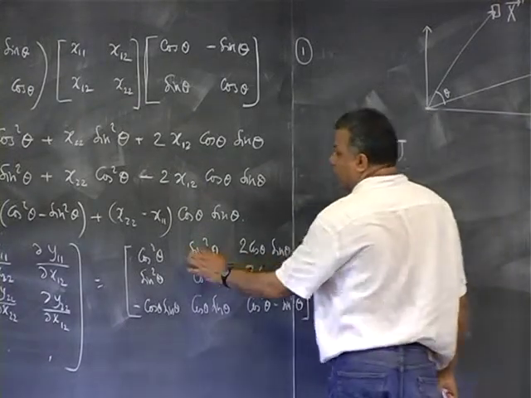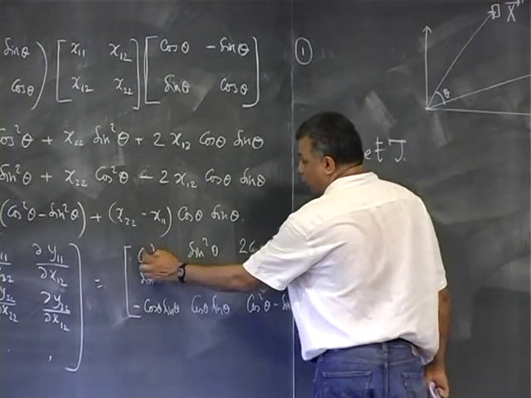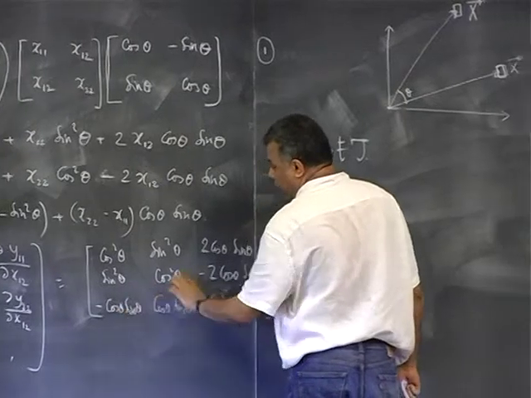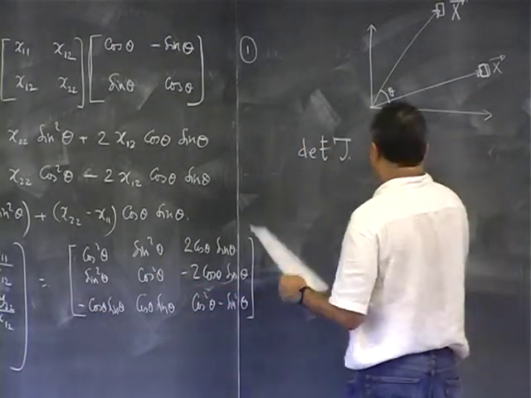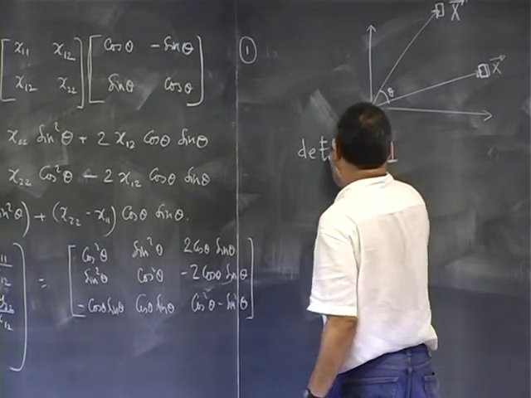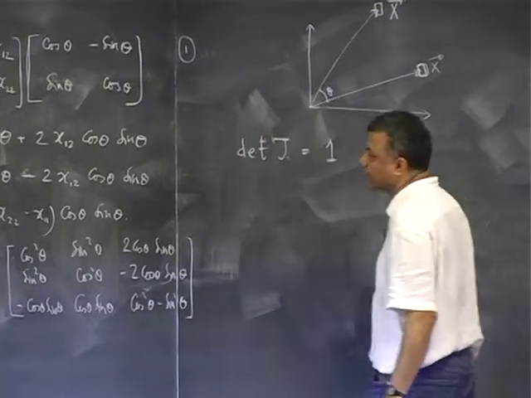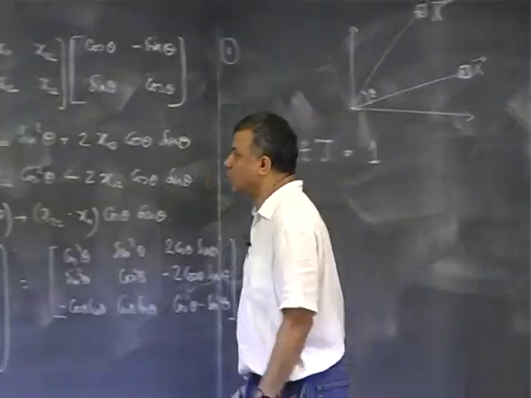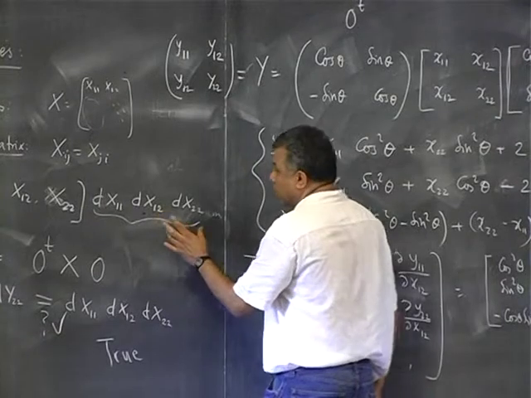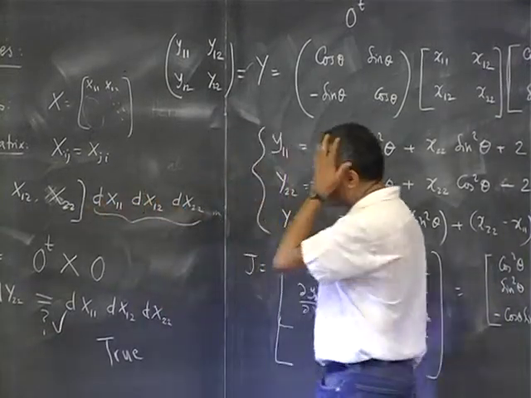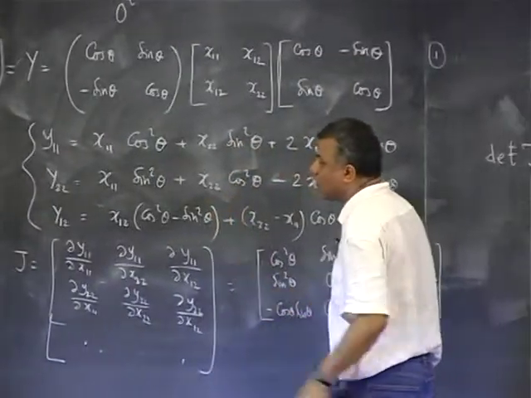You just add these two rows up, then this becomes 1, 1, 0. And then it's just a 2 by 2 determinant, and you can work it out, and you find that this is 1. So the point is that the probability measure remains invariant for real symmetric matrices under an orthonormal transformation.